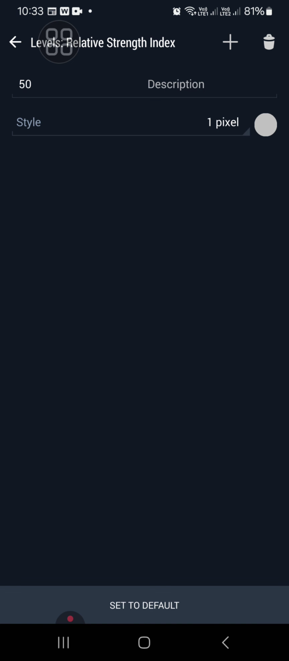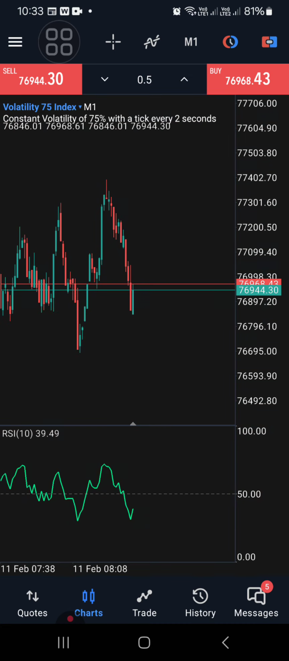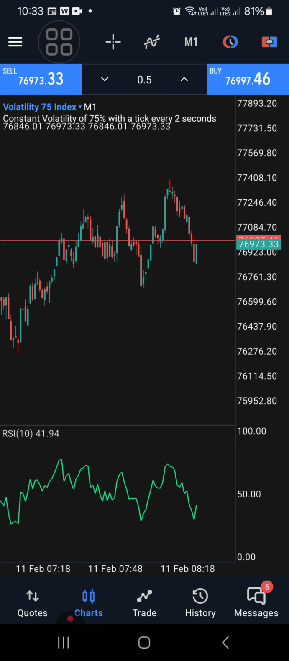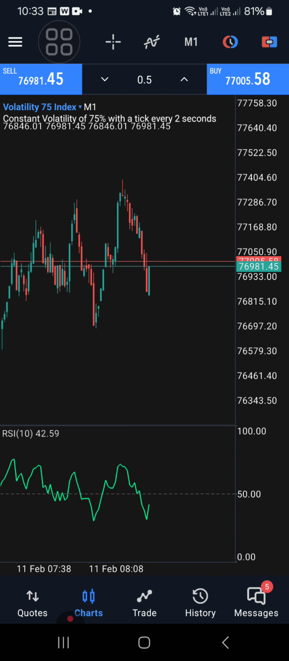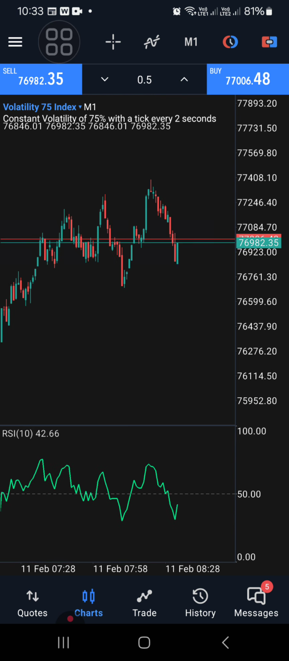My background is dark, it's black, so I'm gonna use white with 1 pixel. Then I save, and when I come back, you see we now have the RSI in the indicator window.